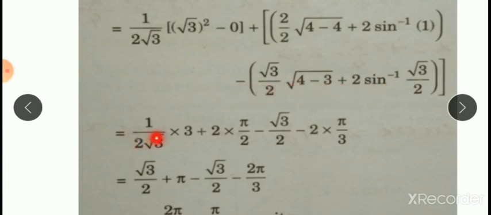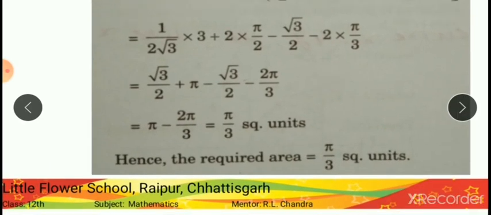After calculation we are getting this step, sin inverse root 3 by 2. Sin inverse 1 means pi by 2. Sin inverse root 3 by 2 means pi by 3. After calculation we are getting here, this is pi by 3 square units.